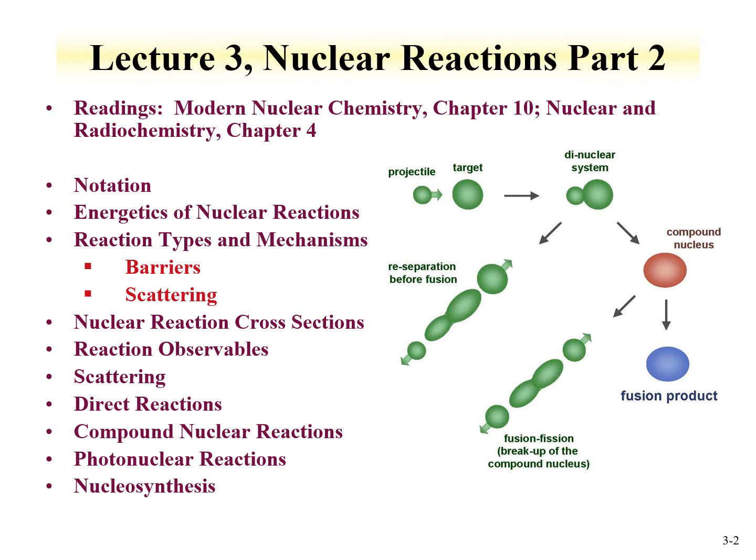The readings for Part 2 are the same as Part 1: Modern Nuclear Chemistry, Chapter 10, and Nuclear and Radiochemistry, Chapter 4. The topics covered in Part 2 include reaction observables, scattering reactions, direct reactions, compound nucleus reactions, photonuclear reactions, and we'll end Part 2 with a discussion on nucleosynthesis, the stellar process that's responsible for the formation of the elements.